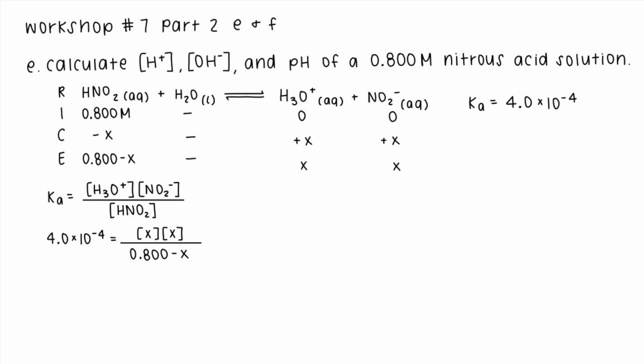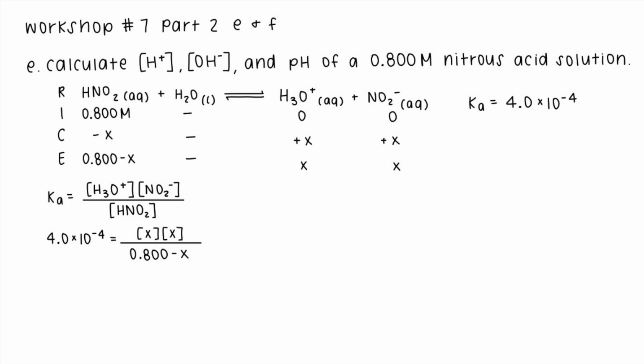Note that only aqueous species are considered in the Ka equation because pure liquids and gases are not considered in equilibrium. We can find the value of Ka at the back of the workshop worksheet or Table 16.5 in the textbook. This value of Ka for nitrous acid is 4.0 times 10 to the negative 4. We then set the rest of the equation up with the equilibrium concentrations we solved for in the RICE table to get 4.0 times 10 to the negative 4 equals X times X divided by 0.800 minus X.